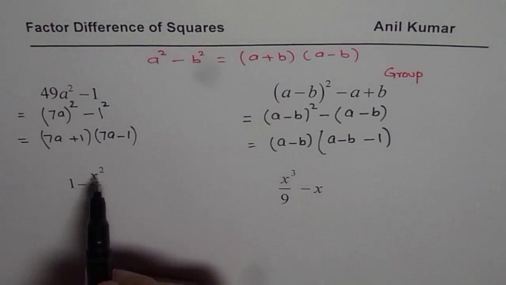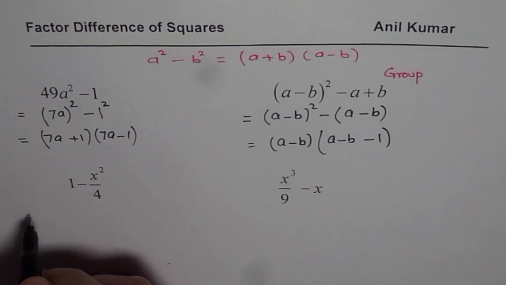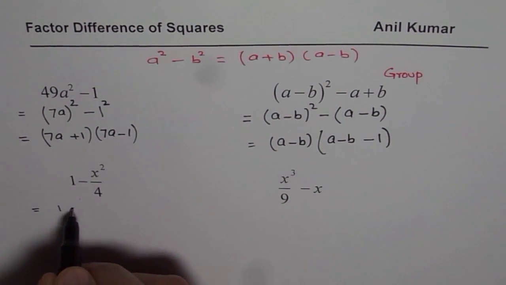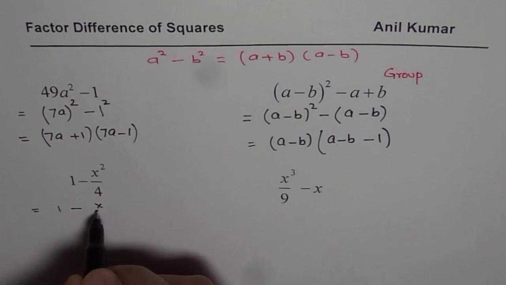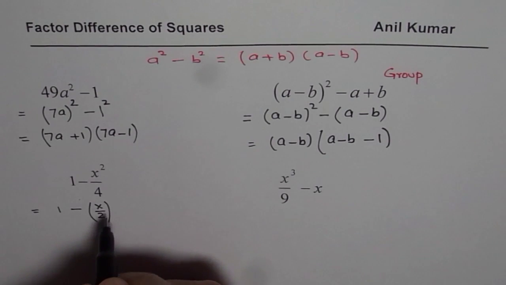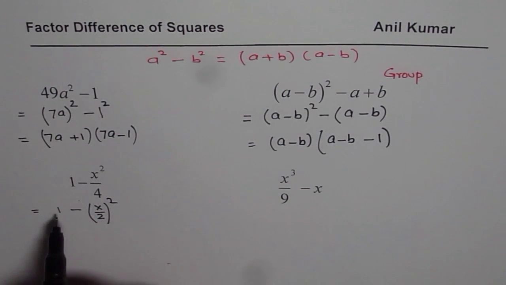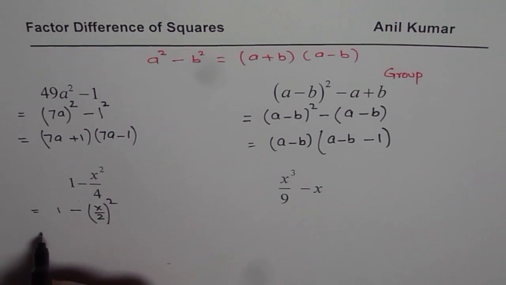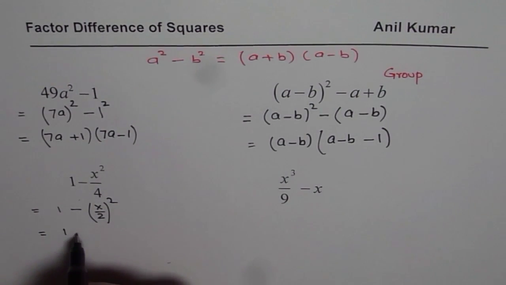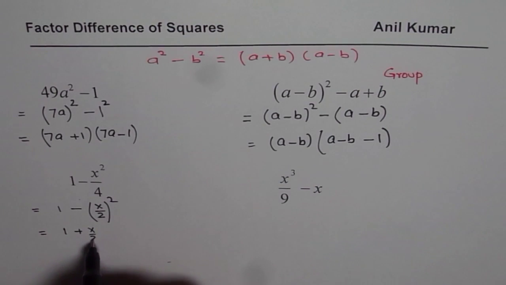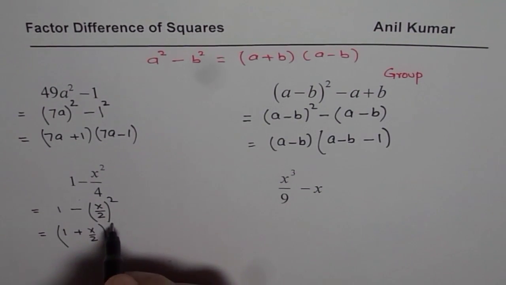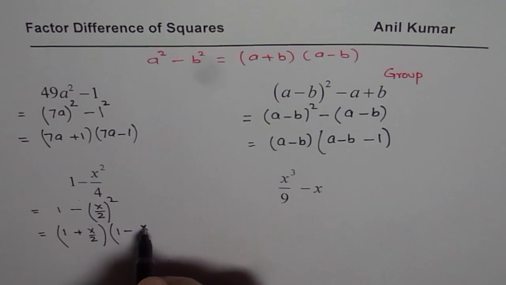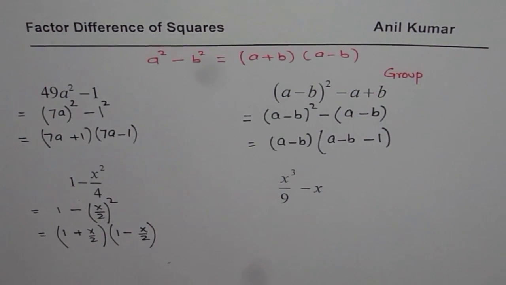1 minus x squared over 4. I could write this as 1 minus x over 2 whole square, right? This is difference of squares. That is 1 square, as you know, minus x over 2 whole square. So I could write this as 1 plus x over 2 times 1 minus x over 2. Now let's look into the last one.